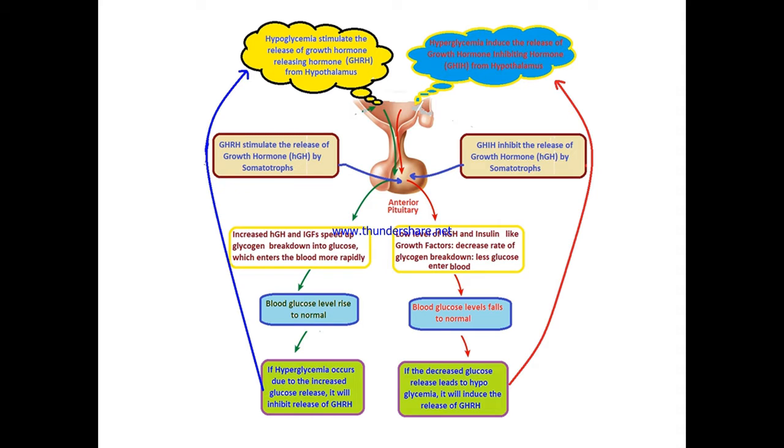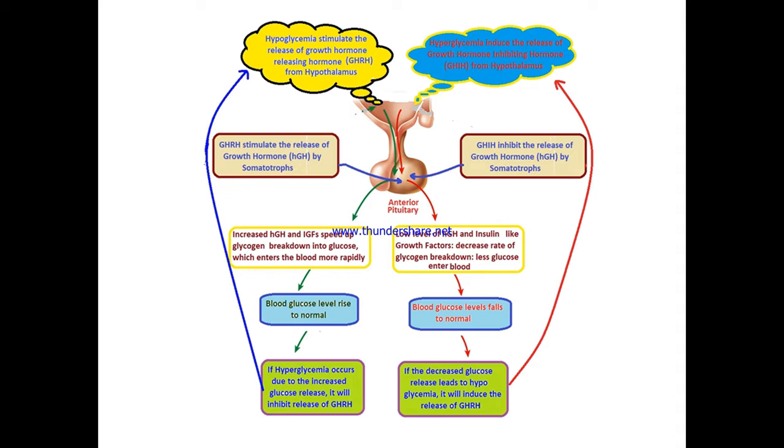The synthesis and release of growth hormone releasing hormone and growth hormone inhibiting hormone is controlled by hyperglycemia or hypoglycemia. During hypoglycemia, growth hormone releasing hormone will be released, which stimulates the production of growth hormone in the anterior pituitary. This in turn will increase breakdown of glycogen and glucose will be released into blood and hypoglycemia will be controlled.